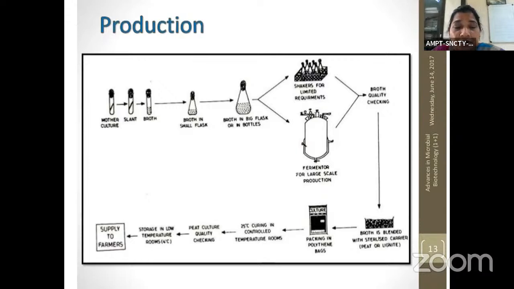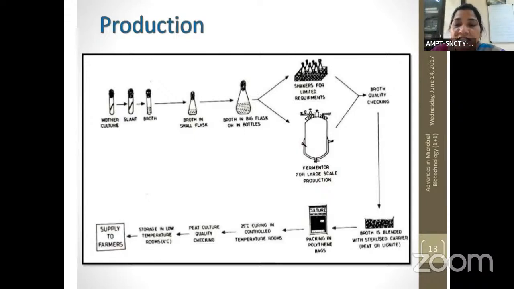Whatever the production procedure we are going to follow, the first step in the mass production of biofertilizer is that we should have the mother culture. To get the mother culture, first we can take live soil, and we can isolate the bacteria, whichever we require. For example, we are targeting the nitrogen fixing microorganism rhizobium. We can collect the root nodules of the particular crop. For example, if you want to develop the biofertilizer rhizobium from soybean, you can collect the soybean nodules and surface sterilize them.